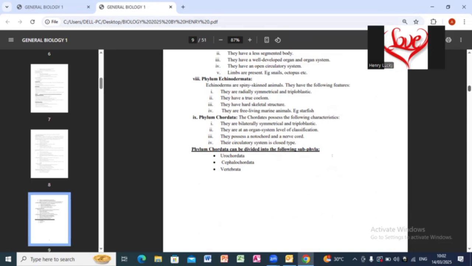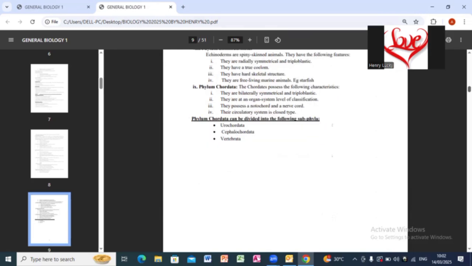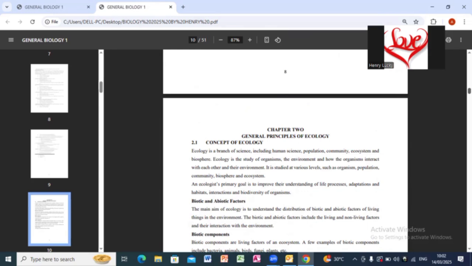Then the phylum Chordata can be divided into the following: the Urochordata, the Cephalochordata, then the Vertebrata. Now, all these are what we have in the botany aspect and the zoology aspect of general biology 1.